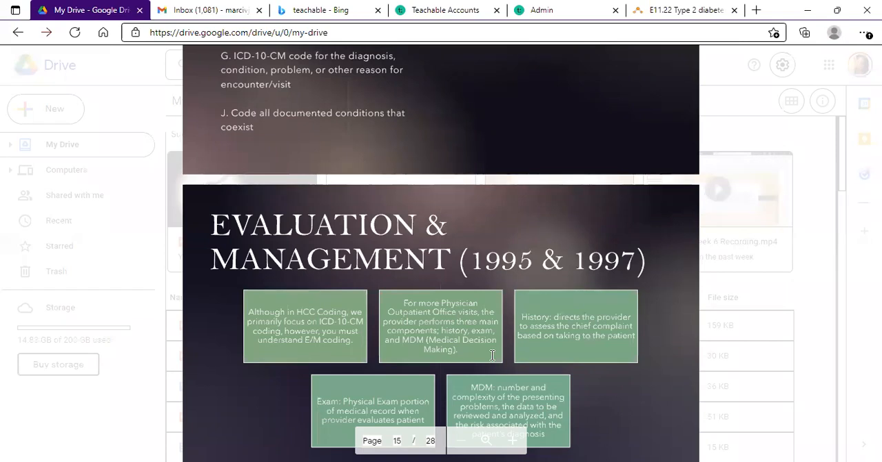There are 3 main components that a provider performs. It's the history, it's the exam, and it's the MDM, which is the medical decision making. That's what your level is based on. When you go to the doctor's office for your headache, or for a cough, or for your back hurting, whatever you go in for, they're going to give you a level. And the level that you get is based on your history, your exam, and your medical decision making.